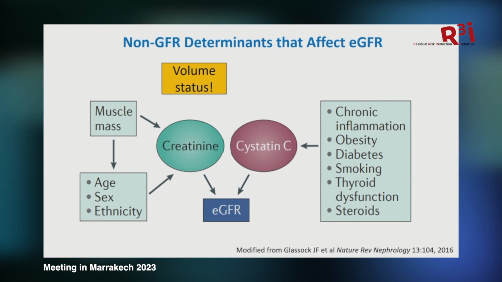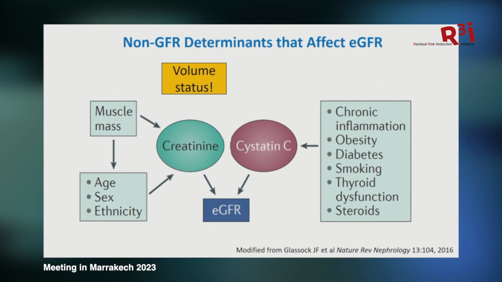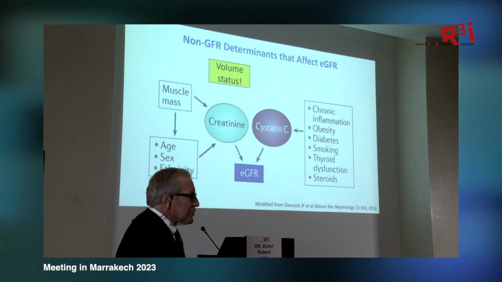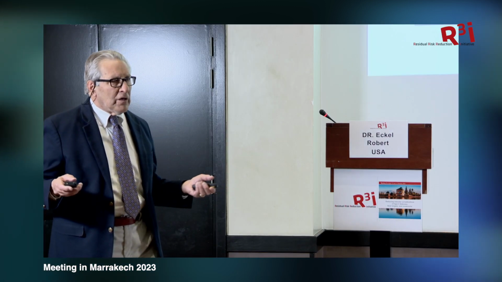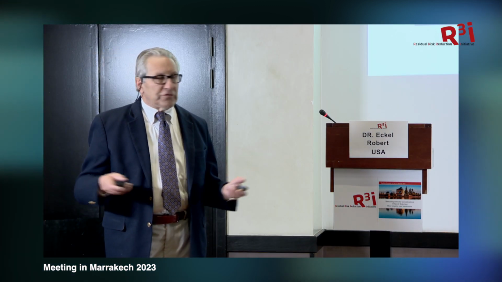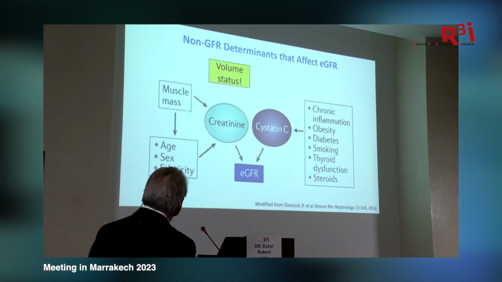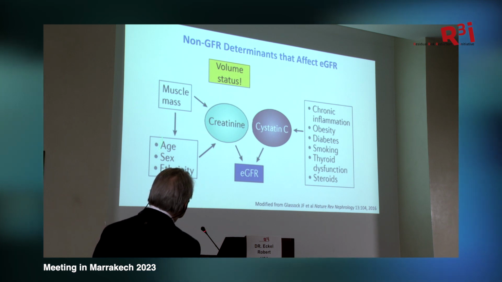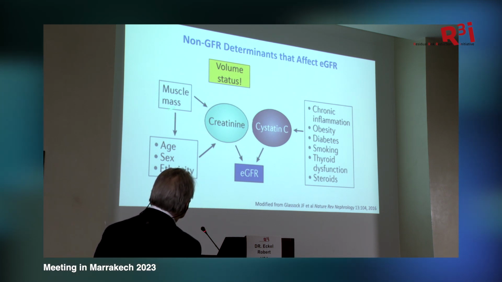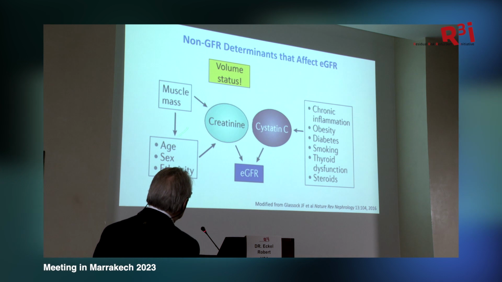So here are the issues that relate to non-GFR determinants that affect eGFR. We know a number of things. I modified this graph to include volume status, because modifications of eGFR related to volume alterations are very, very common clinically. But here are the things that affect the creatinine level, and we've covered this to some extent: muscle mass, age, sex, ethnicity.